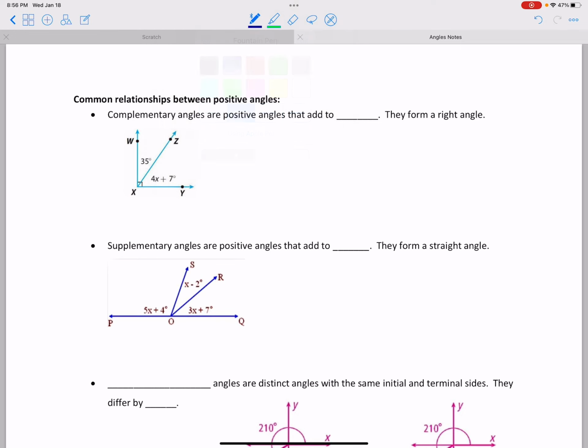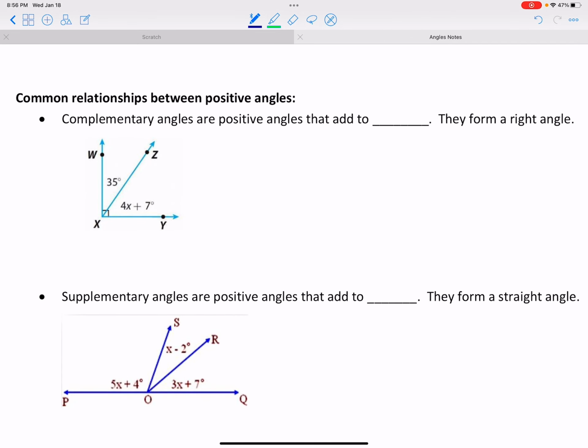If we have two or more positive angles that add up to 90 degrees, or that form a right angle, we're going to call those complementary angles. So complementary angles are positive angles that have a sum of 90 degrees. That means they are forming a right angle like the picture that we see here.